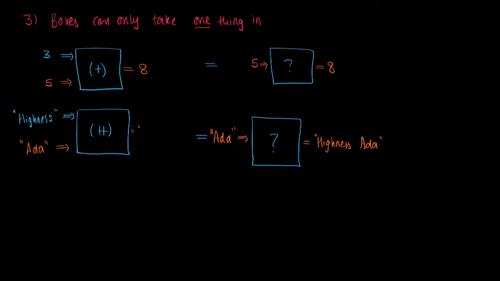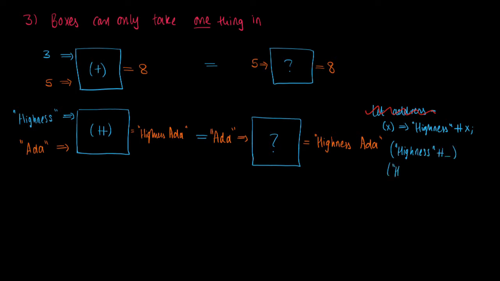Now, you could always do this in code by writing let address equals x goes to highness double plus x. But the neat thing is, you don't even have to give this a name. You can just write x goes to highness double plus x, or even highness double plus underscore, or highness double plus, as a shortcut. Similarly for before, we can write 3 plus underscore, or just 3 plus.